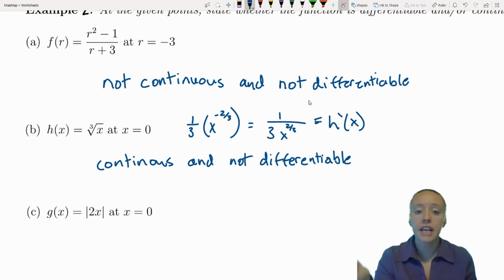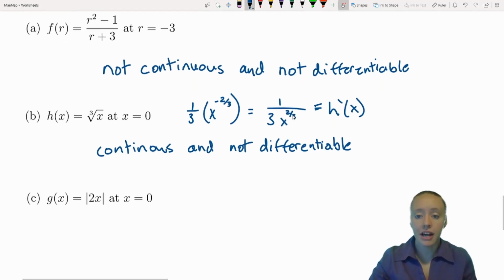So far, the two cases we've covered are: we're not differentiable if we're not continuous, and we're not differentiable if we have a vertical tangent line. We're going to go over one more case. Let's look at g of x, which is equal to the absolute value of 2x, and we're trying to see if it's differentiable at x equals 0.